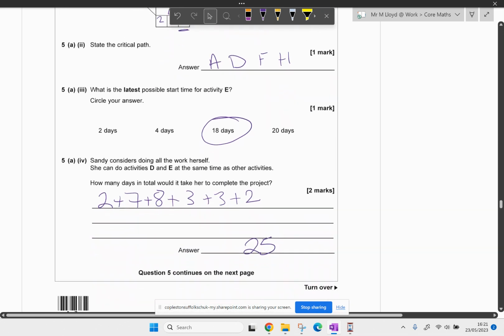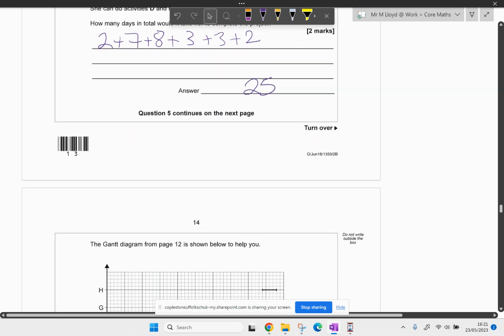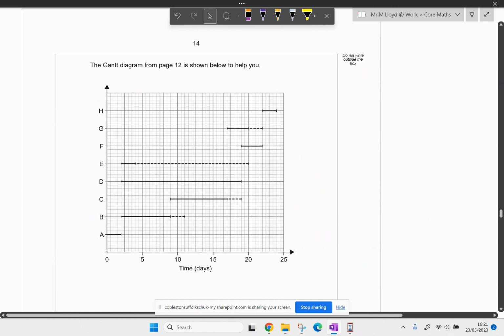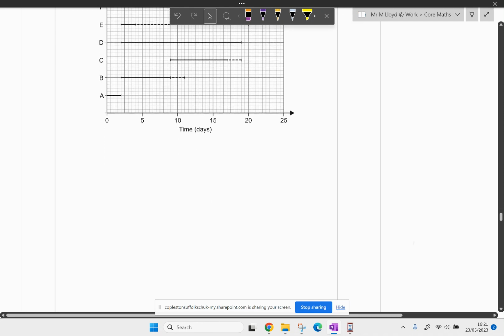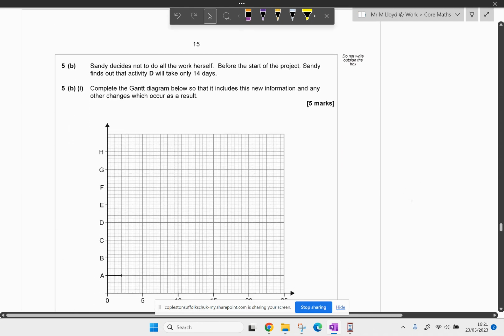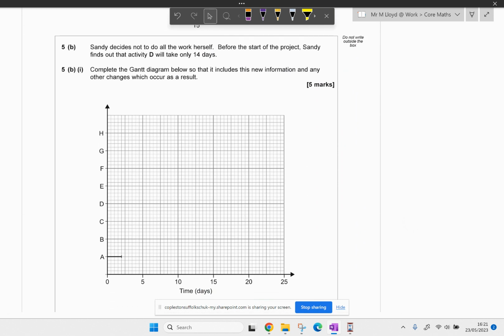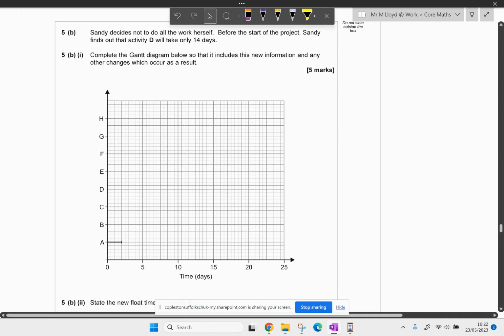Fantastic. Okay, question 5 continues. Oh, the Gantt diagram from page 12 is shown below to help you. So they've given us an extra diagram on a page that I can't see. Brilliant. Sandy decides not to do all the work herself. Before the start of the project, Sandy finds out that activity will only take 14 days. Complete the Gantt diagram below so that it includes this new information and any other changes.